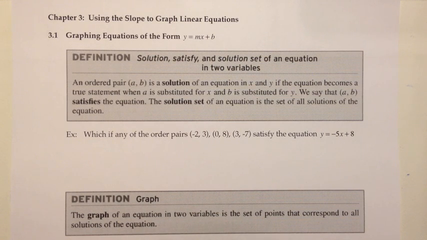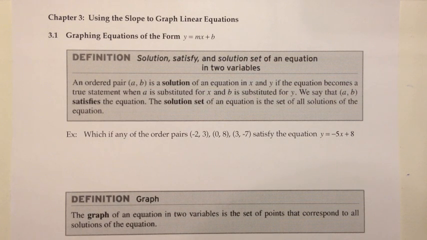Alright, we're going to start out with a few definitions from the book, and we're going to define solution, satisfy, and solution set of an equation in two variables. An ordered pair a comma b is the solution of an equation in x and y if the equation becomes a true statement when a is substituted for x and b is substituted for y. We say that a comma b satisfies the equation, and the solution set of an equation is the set of all solutions of the equation.